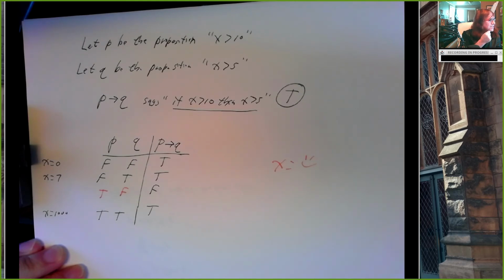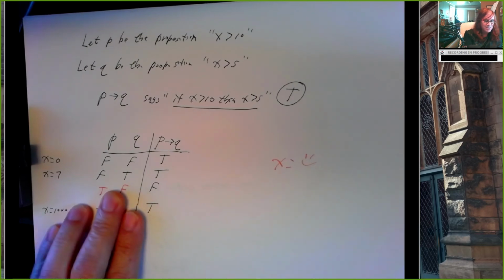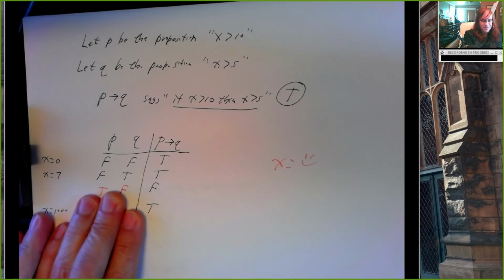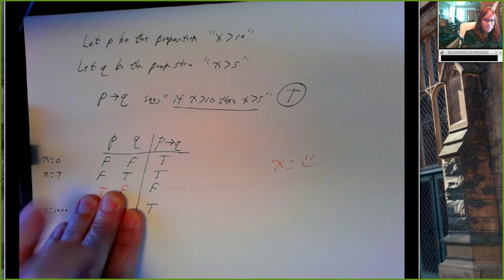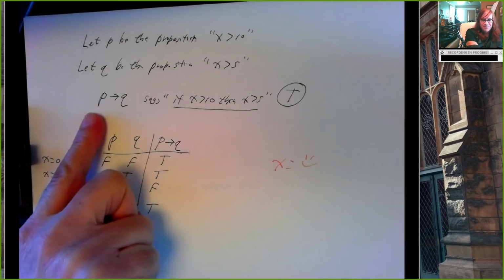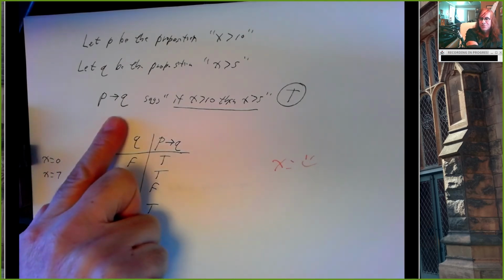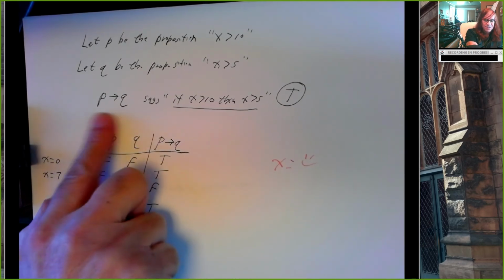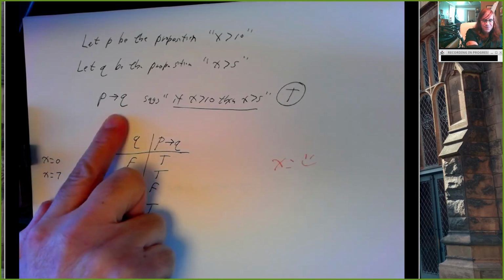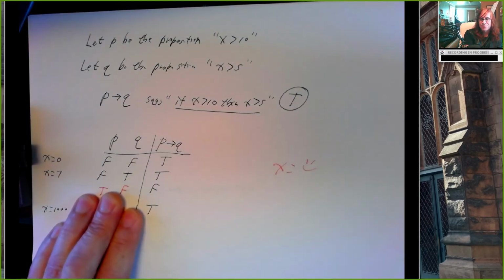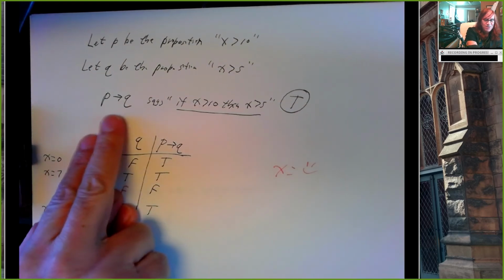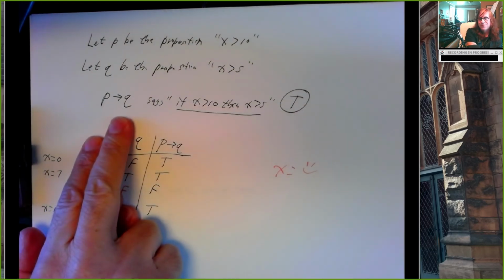So someone said in chat, if P is false, then Q is true. Why is this not a false proposition? If P is false and Q is true, right? So that's like the case x equals 7. If I happen to pick a P that's false, that doesn't violate the fact that, if P happened to be true, Q would also be true. And that's what this conditional is saying. If P is true, Q is false. Well, if you give me a P that's not true, this makes no claim about Q. Q could be true or false, doesn't matter.